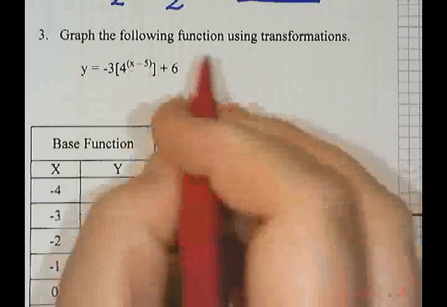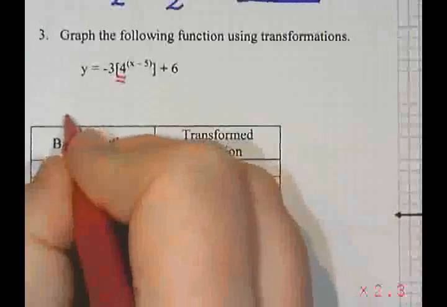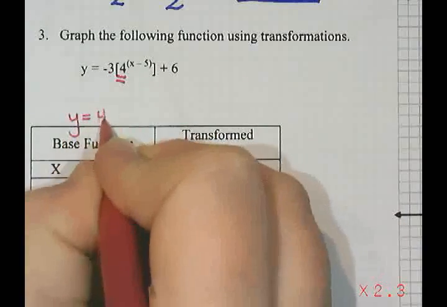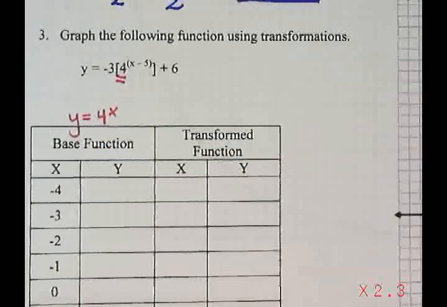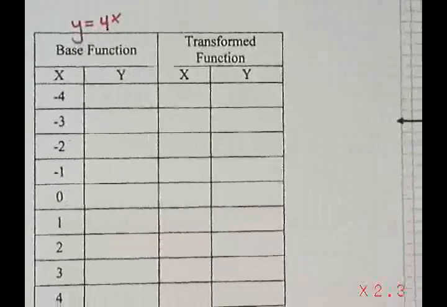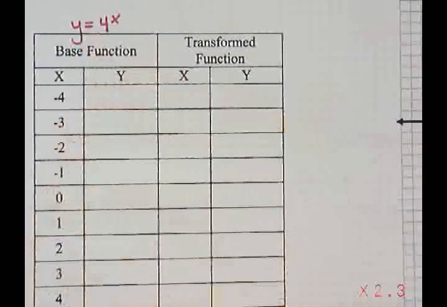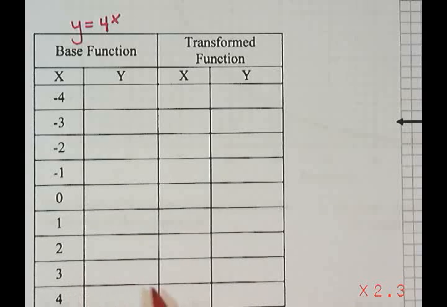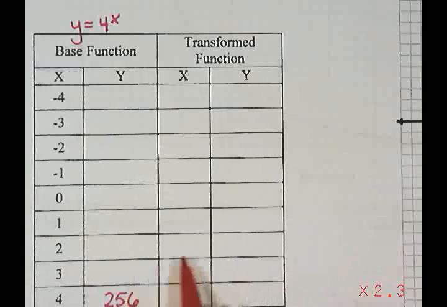The thing that's holding up the exponent is the 4, which means that my base function is going to be y equals 4 to the x. So I am going to start by doing a table of values for y equals 4 to the x. I like to start at the bottom. I find that a little easier. So 4 to the power of 4 is 256. You can use your calculator if you need to, or your power sheet.